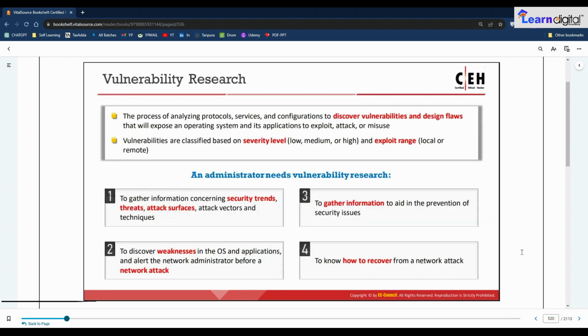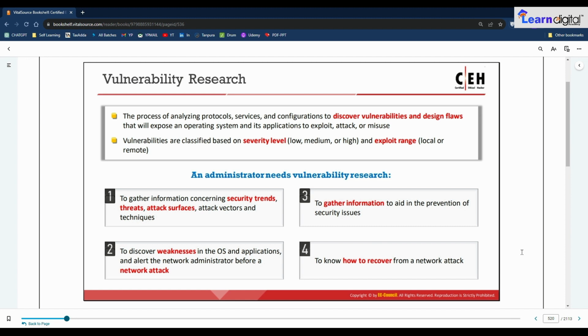The next point is vulnerability research, which is the process of analyzing protocols, services, and configurations to discover the vulnerabilities and design flaws that will expose an operating system and its applications to exploit, attack, or misuse. So this is vulnerability research.